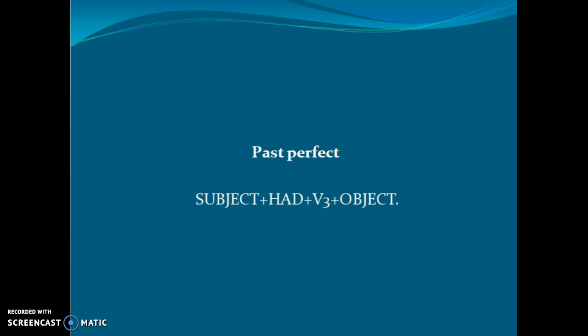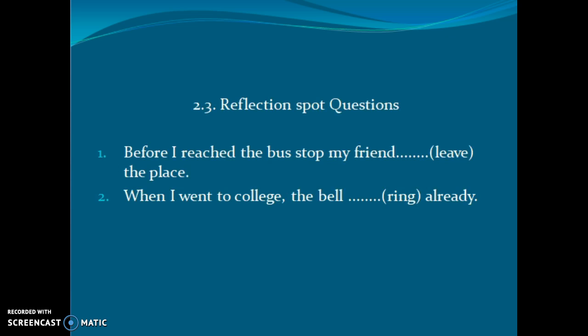The structure for the past perfect tense should be subject, had, past participle form of the verb, and then present participle, okay, then object. Here, take 1 minute of pause and answer the reflection spot questions.